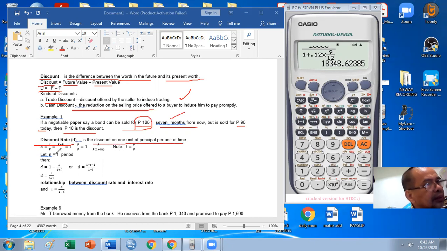So actually, look at the discount. Ang discount natin, discount rate is equal to D, that is D divided by F. Where that discount is equal to F minus P divided by F. But if you look at the formula, this can be written as F over F is 1 minus P over F.